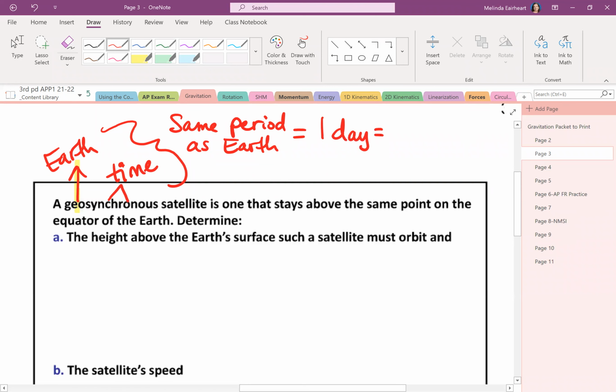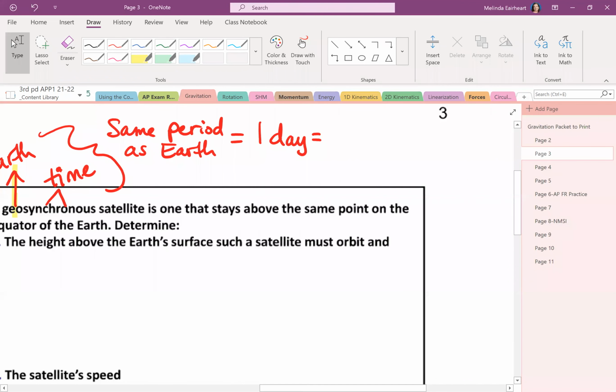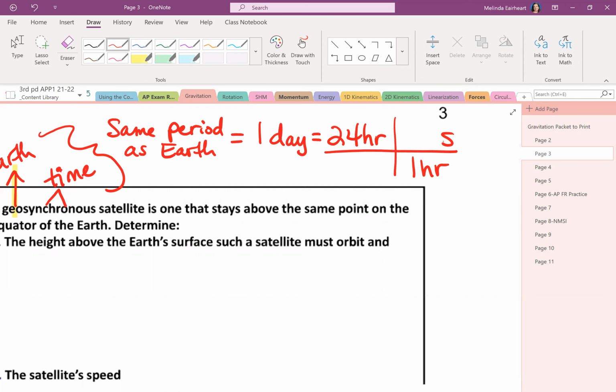Ooh, SI, we don't like days. Yep, but probably next we would say 24 hours, which then we have to convert to seconds. Now, if you want to go through minutes, you can. But how many seconds are in 1 hour?